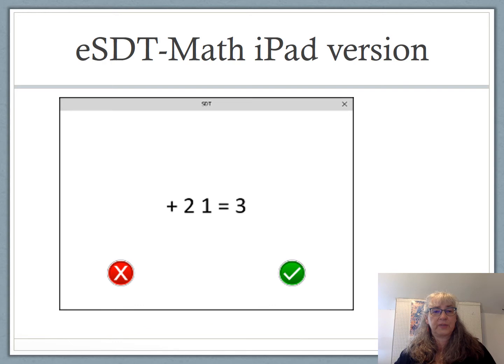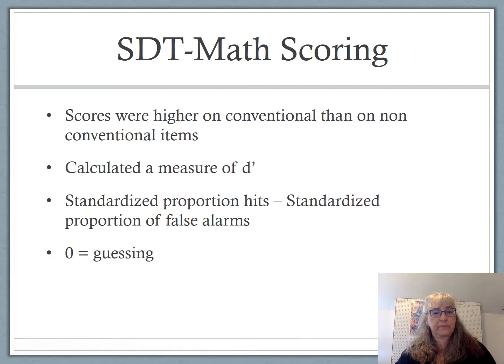Children in the LAMA study were shown the elementary version of the SDT math on an iPad. This shows a screenshot of one stimulus. If they thought that the stimulus was conventional, they were supposed to touch the green check mark. If they felt that it was not conventional, they were to touch the red X. Children were asked to do the task quickly but accurately.